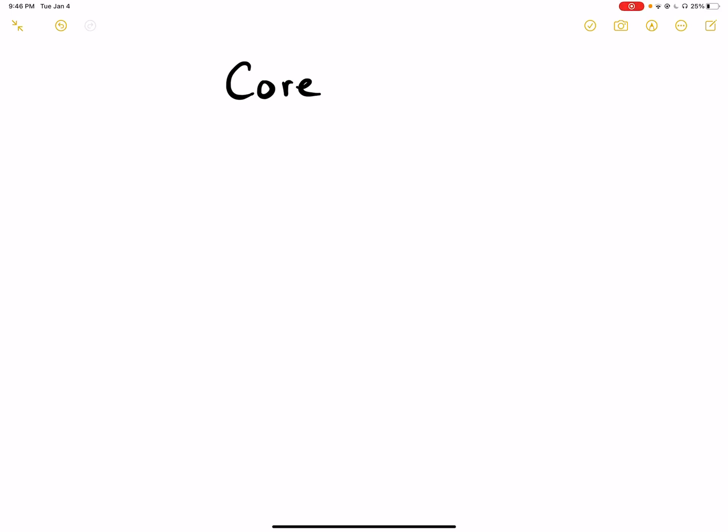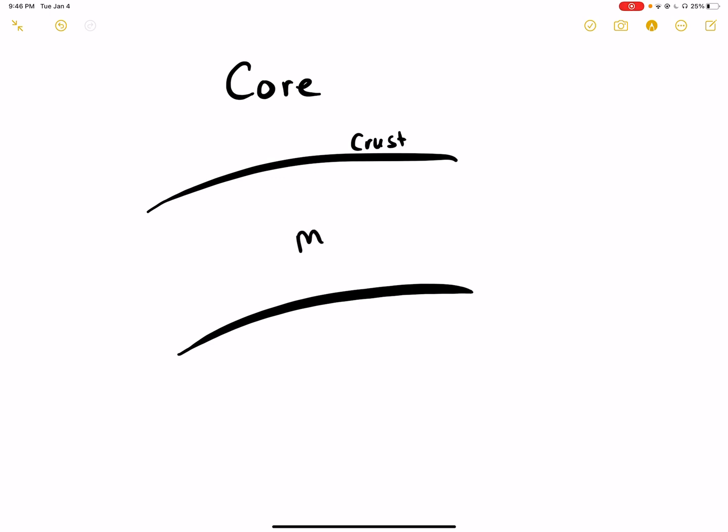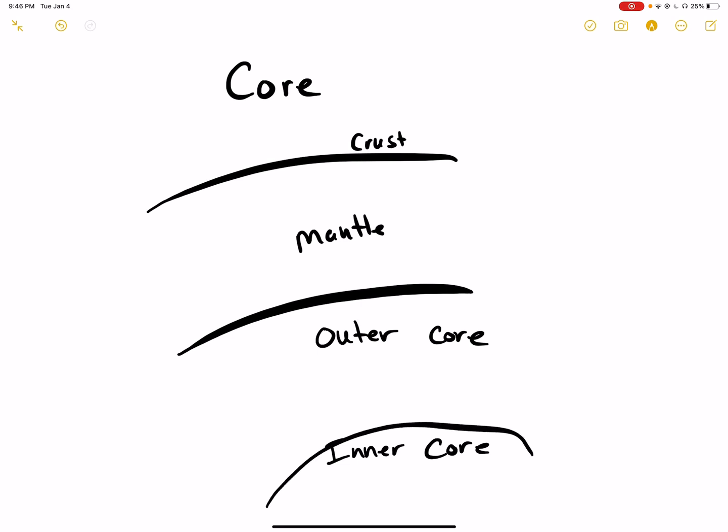Let's go. It's core time. Real quickly, you just need to be aware that on the top of everything, well, that's the crust. Below that, thicker, is the mantle. And now the part you're interested in, the outer core, or perhaps the inner core, which is the innermost part of the planet.